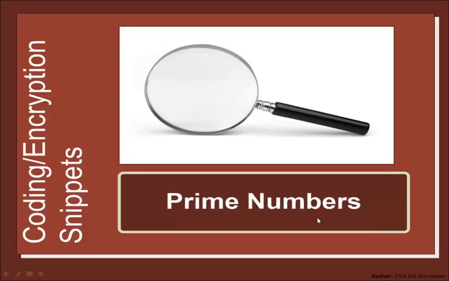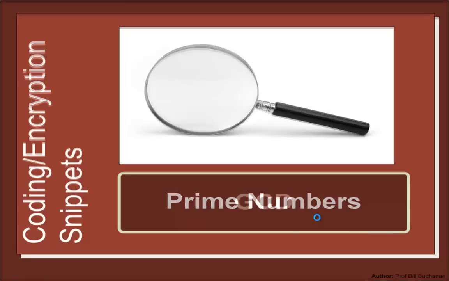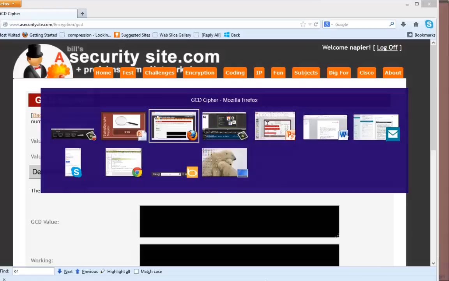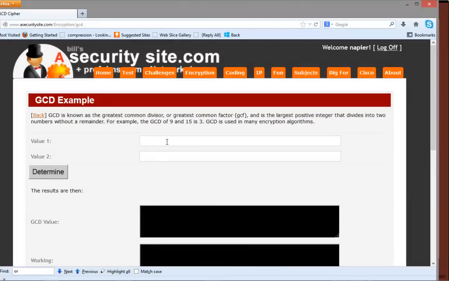So we've already looked at prime numbers. Another important concept is the greatest common divisor, which takes two numbers and finds the greatest common divisor between the two numbers. So let's have a look at this. Okay, an example, we'll use 9 and 15. In this case, the largest common divisor will be 3 between the two of them.